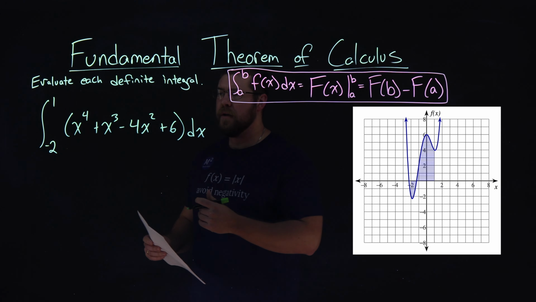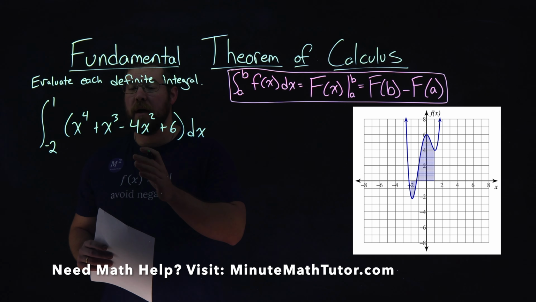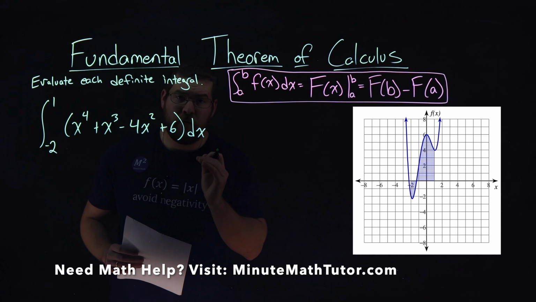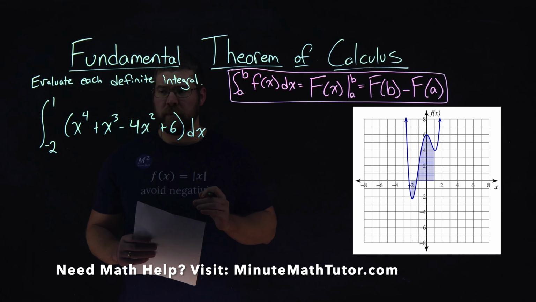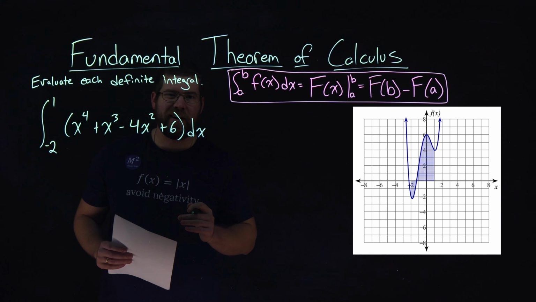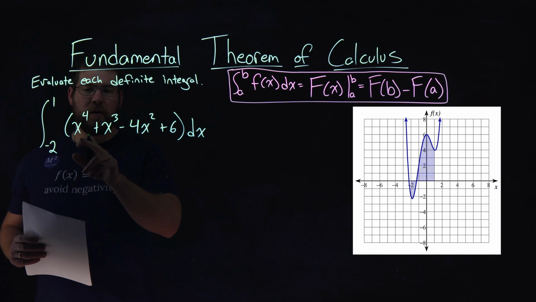We're given this problem right here, the integral from -2 to 1 of x to the fourth plus x cubed minus 4x squared plus 6 dx, and we need to evaluate this definite integral. First, let's find the integral of our function as per our Fundamental Theorem of Calculus from a to b.